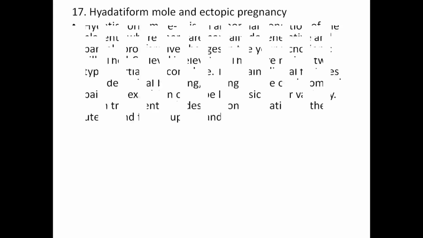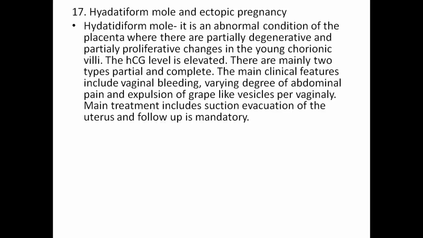Hydatidiform mole and ectopic pregnancy. Hydatidiform mole is an abnormal condition of the placenta where there is partially degenerative and partially proliferative change in the young chorionic villi. HCG level will be elevated. There are mainly two types, partial and complete. Main clinical features include vaginal bleeding, varying degrees of abdominal pain, and expulsion of grape-like vesicles per vaginum. Main treatment includes suction evacuation of the uterus, and follow-up is mandatory.